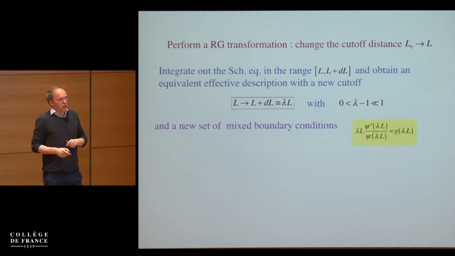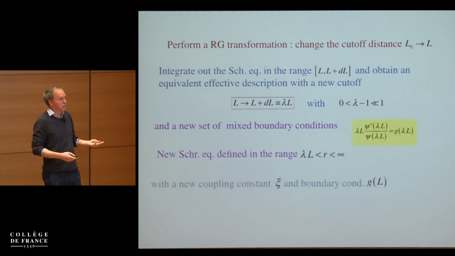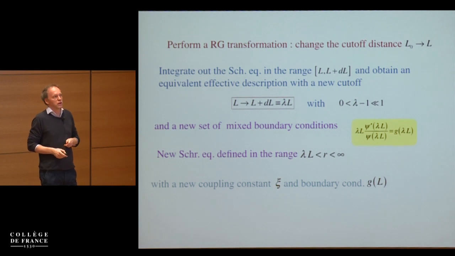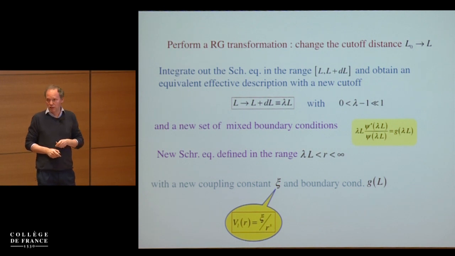And a new set of boundary conditions. Now, for this new cutoff scale, there is a new parameter G that is now not G0, but it's G of lambda L. And like this, I can solve again the problem. I get the same problem, but with a new set of parameters, and I can solve it. So there is a new Schrödinger equation that now is defined in this range instead of L0. And there is a new coupling constant and a new boundary condition, G of L. I remind you that this xi is the strength of this potential that we had at the beginning, this xi.